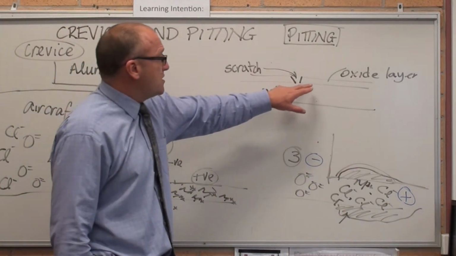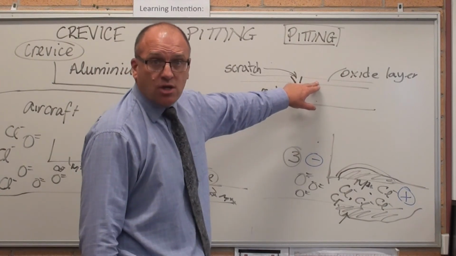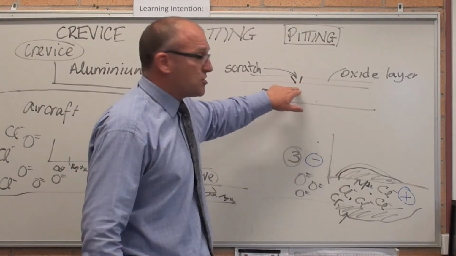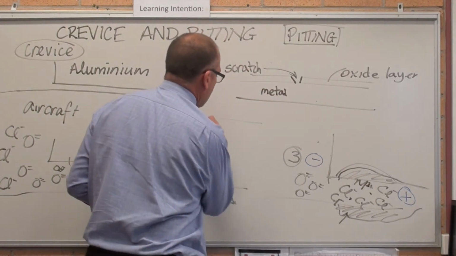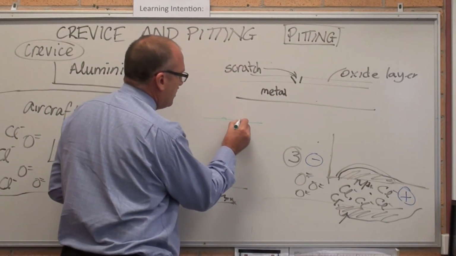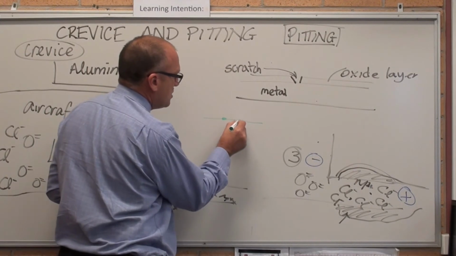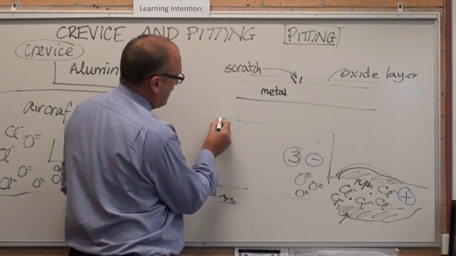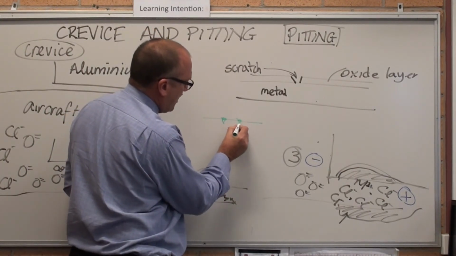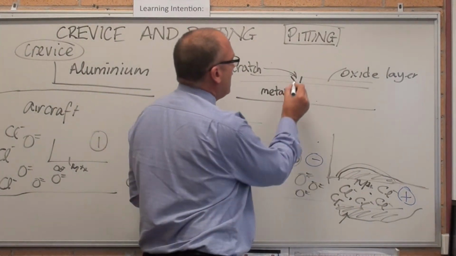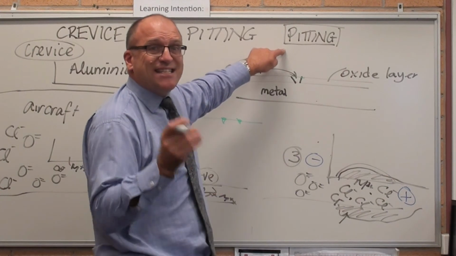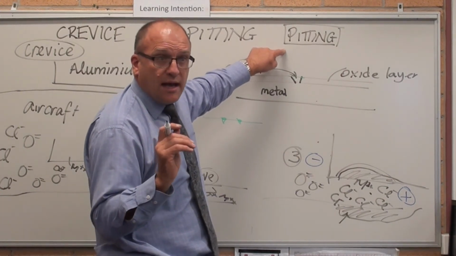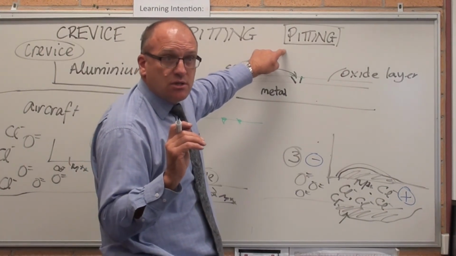Pitting corrosion is if I've got a passive oxide layer, one that doesn't react, but if I get a scratch in it, or if I get on the bottom of a tank, I get a little bit of dirt and I form a tiny crevice. That accelerates through the oxide layer and makes a little hole. Now in here, pitting generally occurs in stagnant water, stagnant conditions.